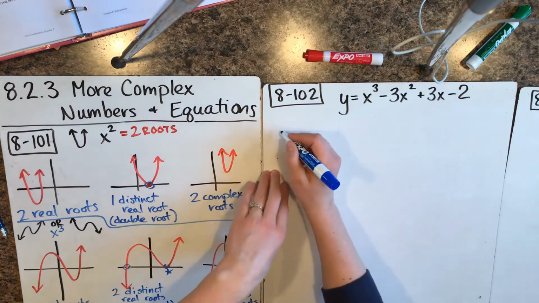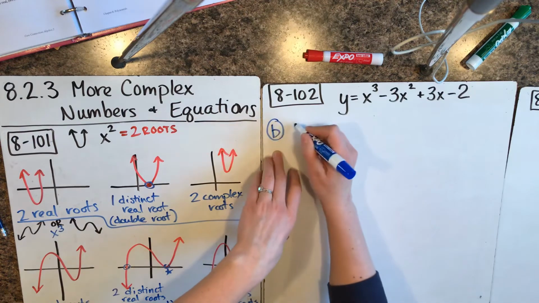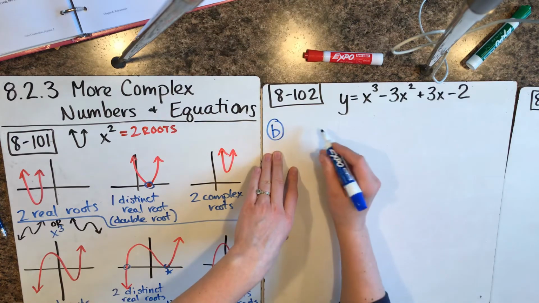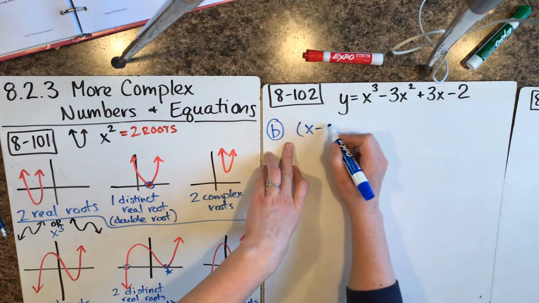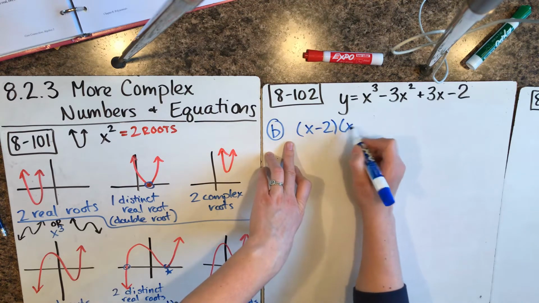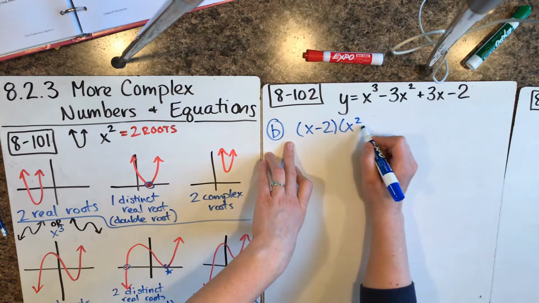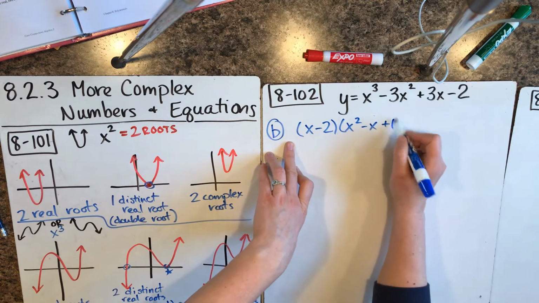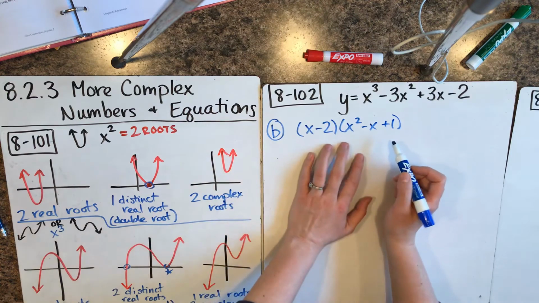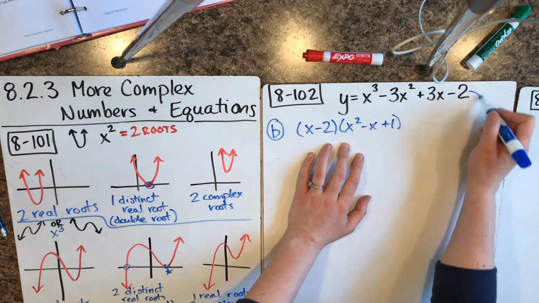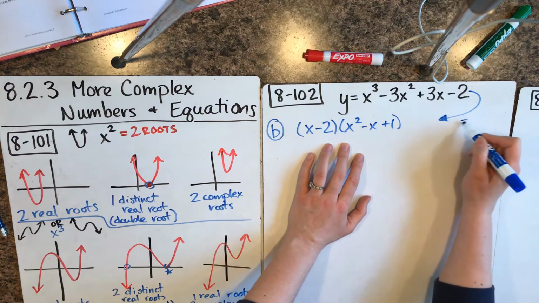But for part B, it asks us to verify that this equation is also equal to x minus 2 times x squared minus x plus 1. And again, you don't know how to get this yet. We're going to show you how to do that tomorrow. They just want me to verify that those 2 things are actually equal.